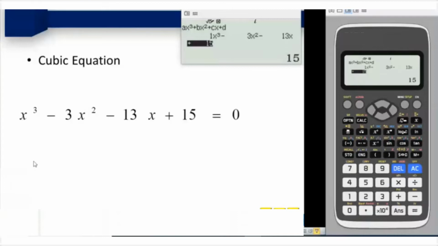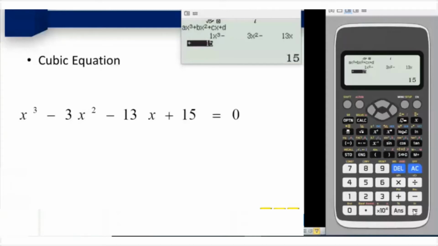All I did was I pressed 1 is equals to, minus 3 is equals to, minus 13 is equals to, and 15 is equals to. Now when I press is equals to, I will get the roots of cubic equations. A cubic equation usually has 3 roots, but can also have 2 roots or 1 root, depending on the shape of the graph. I will obviously be showing you the shape through the QR code.